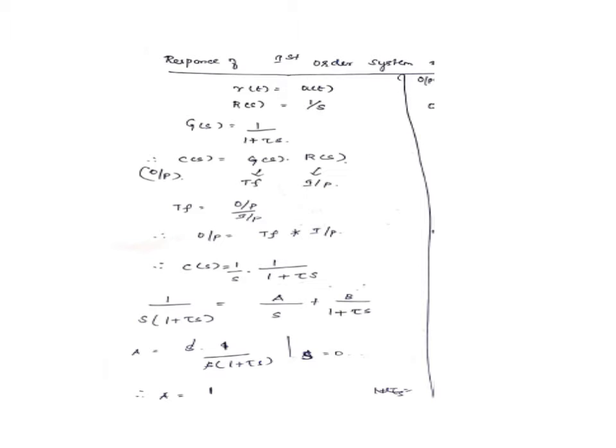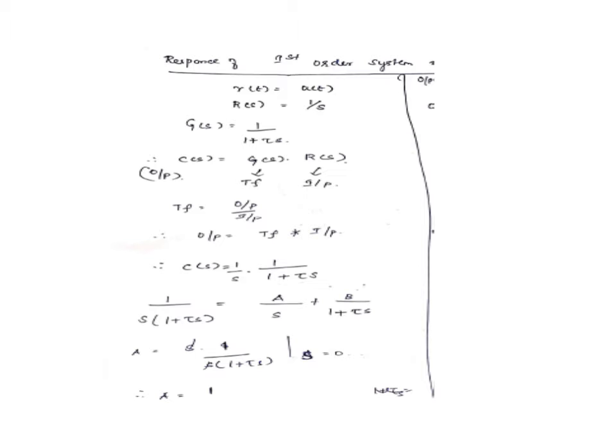Then, response of the first order systems to unit step input. This is a very important one, so listen carefully. R of t equal to U of t, R of s equal to 1 by s, because I am going to apply a unit step input. And G of s, we already know from the previous page where I introduced the first order system, is equal to 1 by 1 plus tau s.